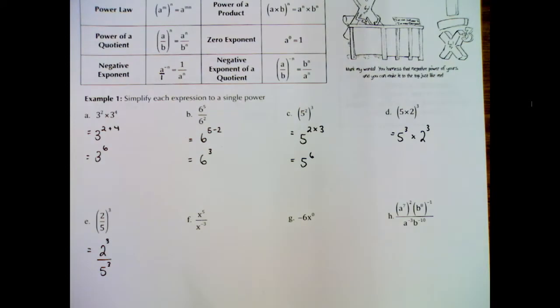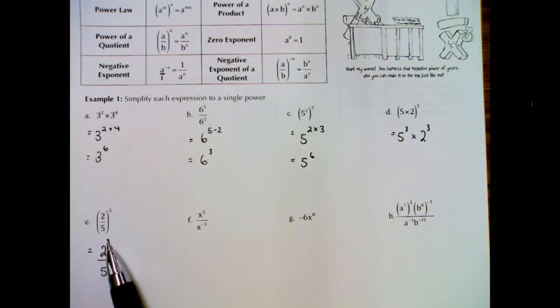And again, if these bases were the same, we could subtract the exponents, but they're not, so we have to stop here and we have to leave it at this stage. If it said evaluate, we could do 2 to the exponent 3, get a number, 5 to the exponent 3, get a number, and then simplify the fraction. But again, it doesn't say evaluate, it just says simplify.